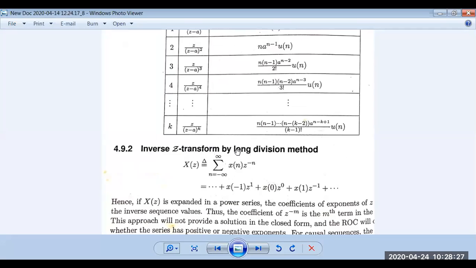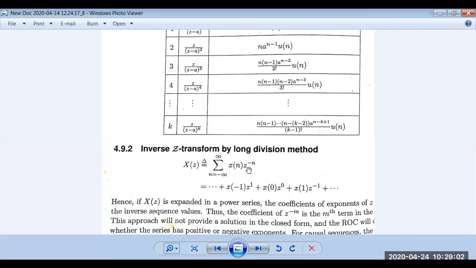Till now, what we had seen is the inverse Z transform by partial fraction method. The long division method is quite simple, provided you know the basics. Now, see this X of z. It is defined by this equation. After so many days, we are seeing this basic equation. Now, how can I expand this equation?